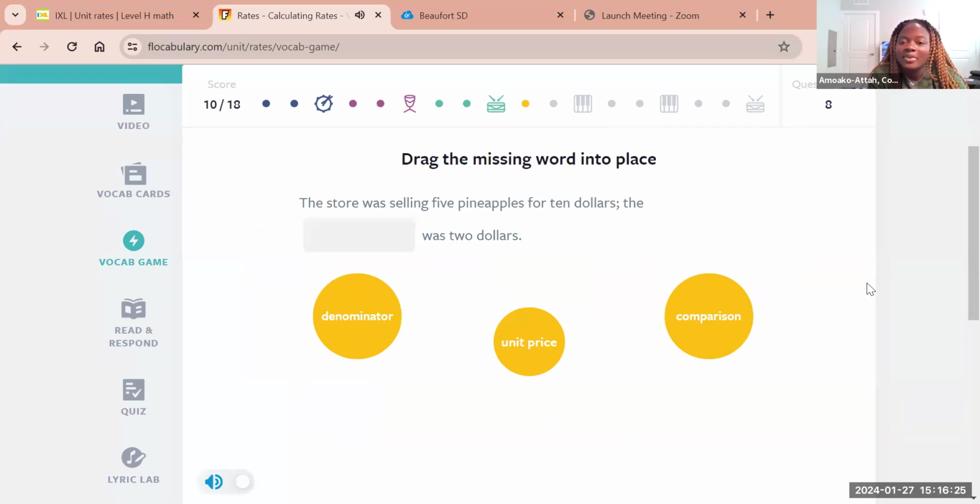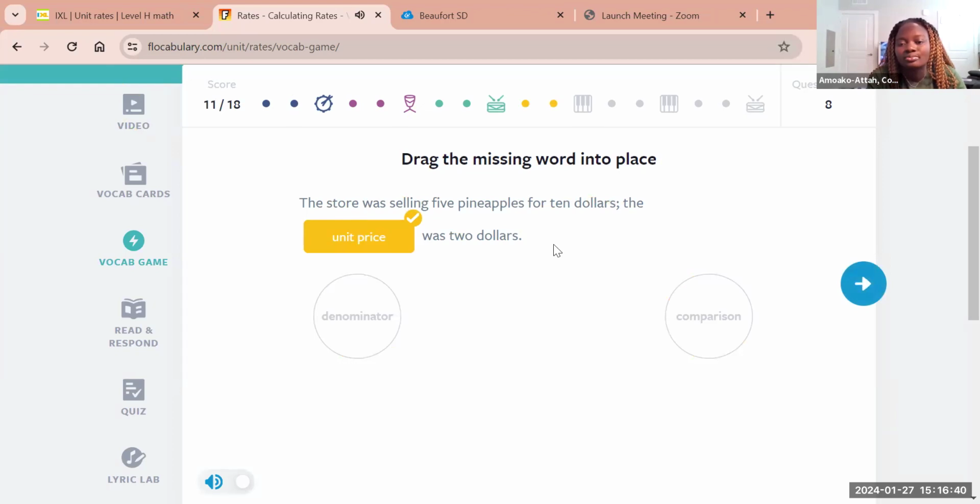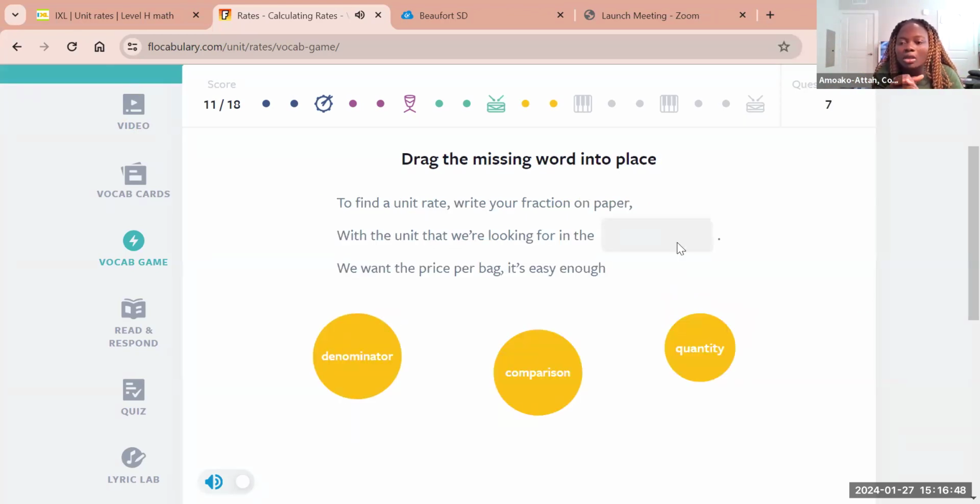The store was selling 5 pineapples for $10. The unit price was $2. $10 for 5, so the unit price for one item costs you $2. So in this case, they are comparing the price to the number of pineapples we have. Find a unit rate with the units that we are looking for. We want price per item. It's easy enough.